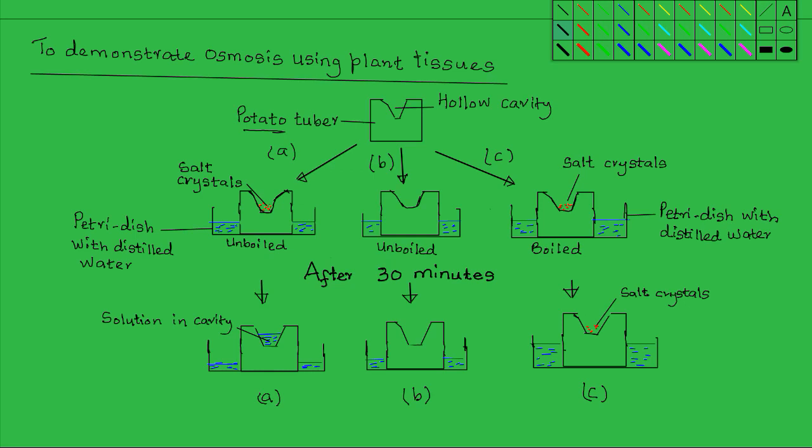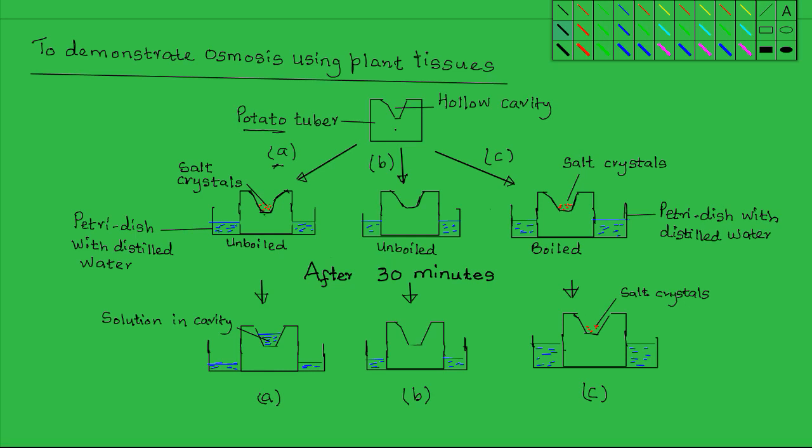The second tuber is given the B treatment, in which it is left unboiled and placed in a petri dish containing distilled water, but without any salt crystals at the center. And then the third tuber is given the C treatment, in which first it is boiled for about 5 to 6 minutes, and then salt crystals are placed at the center of the hollow cavity. Then the tuber is placed in a petri dish containing distilled water.